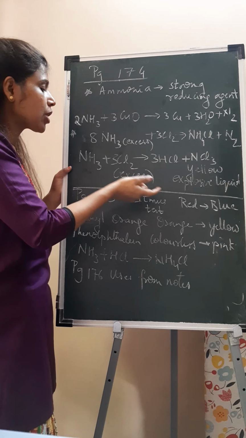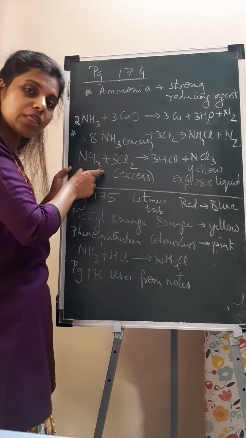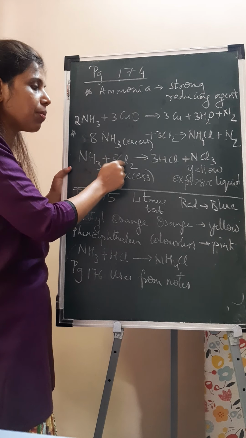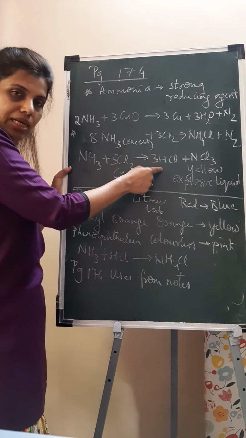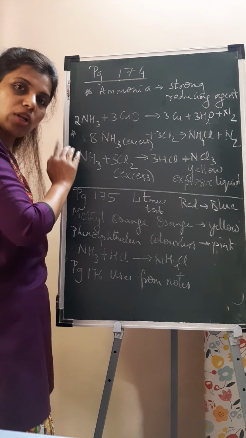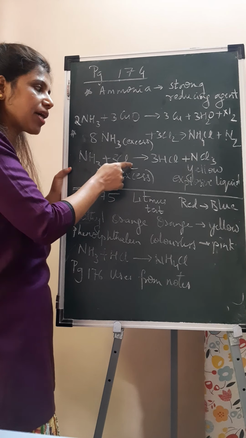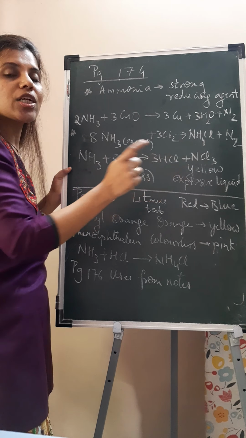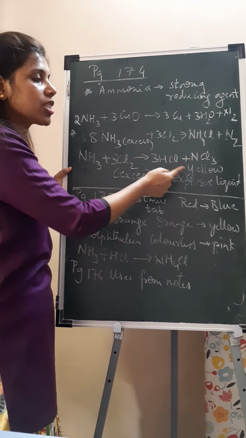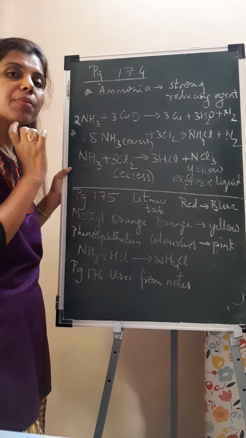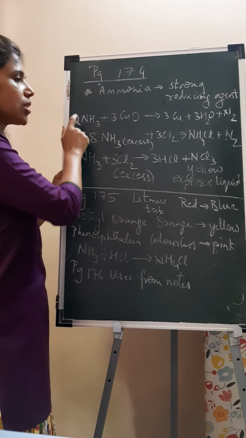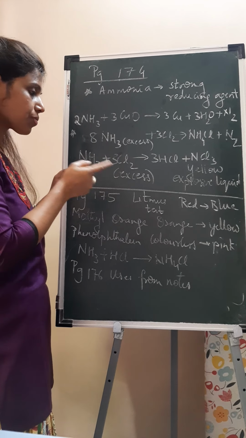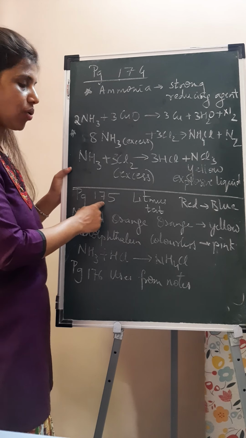After that, the next reaction, which is again very important, is when chlorine is in excess. What will be the product formed? As I told you, this is a reducing agent and chlorine is in excess. So hydrogen from here will be removed and it will combine with chlorine, forming HCl, and the nitrogen which is now left out will also combine with chlorine because chlorine is in excess, and you will get nitrogen trichloride, which is a yellow explosive liquid. You have to remember it's a yellow explosive liquid. So these three reactions, equations, practice them. It's very, very important.